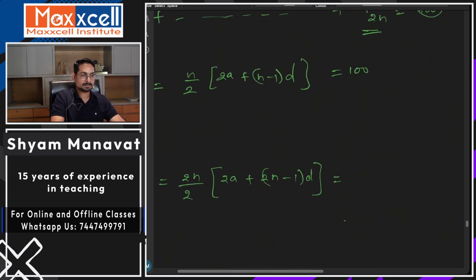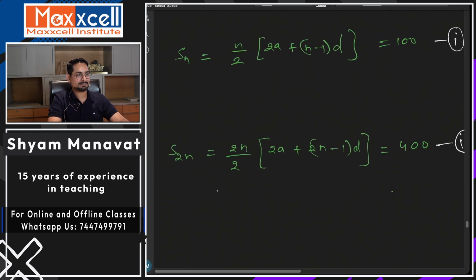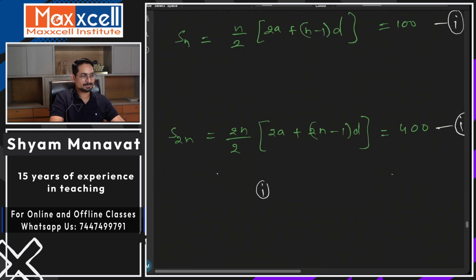So let's write 400 here. Right? This is your equation number 1. This is your equation number 2. Now, if you simplify this, if you do 1 minus 2, minus तो ठीक नहीं रहेगा, 1 divided by 2 करते हैं, चलो 1 divided by 2. We need to simplify these two equations now and get rid of n. We only want a and d.